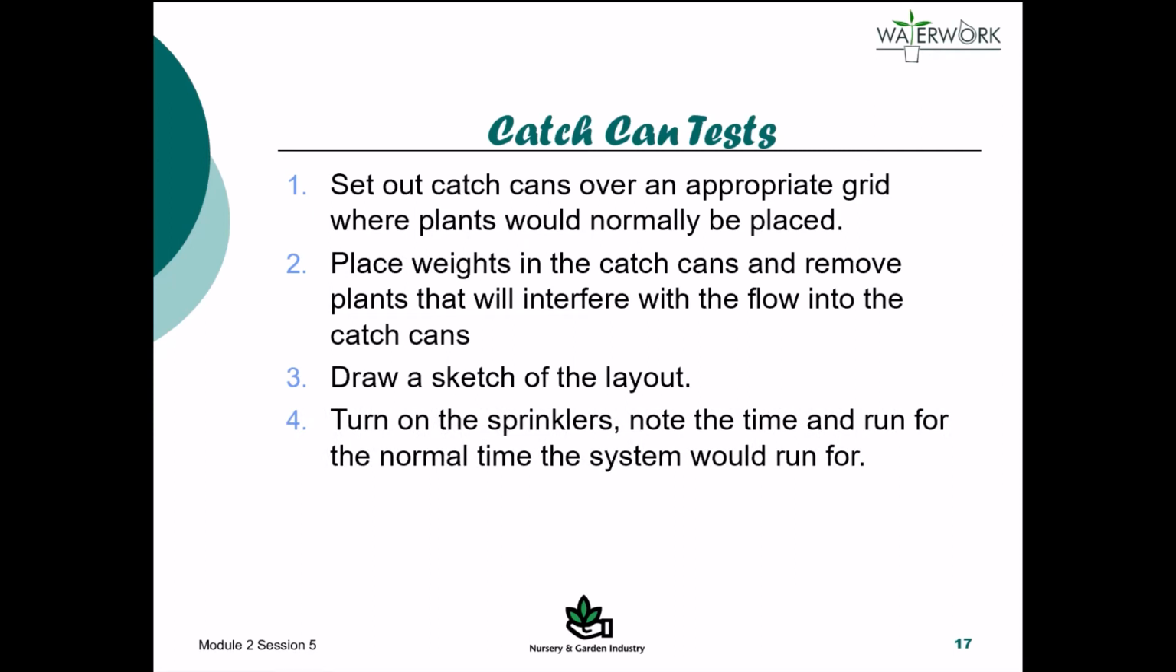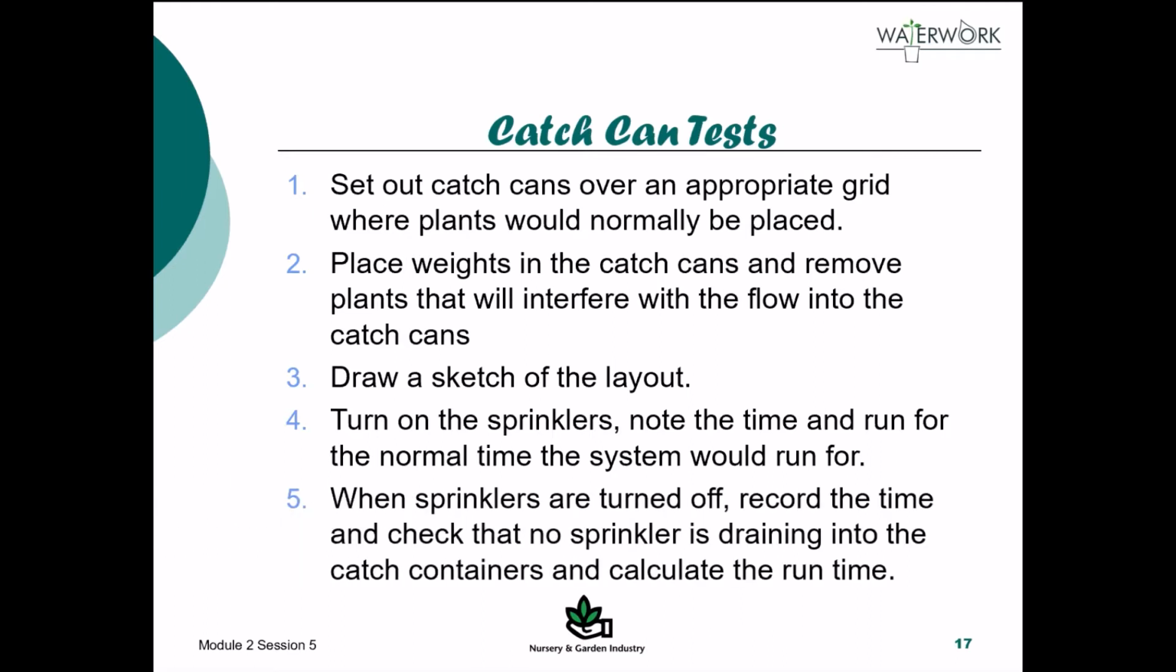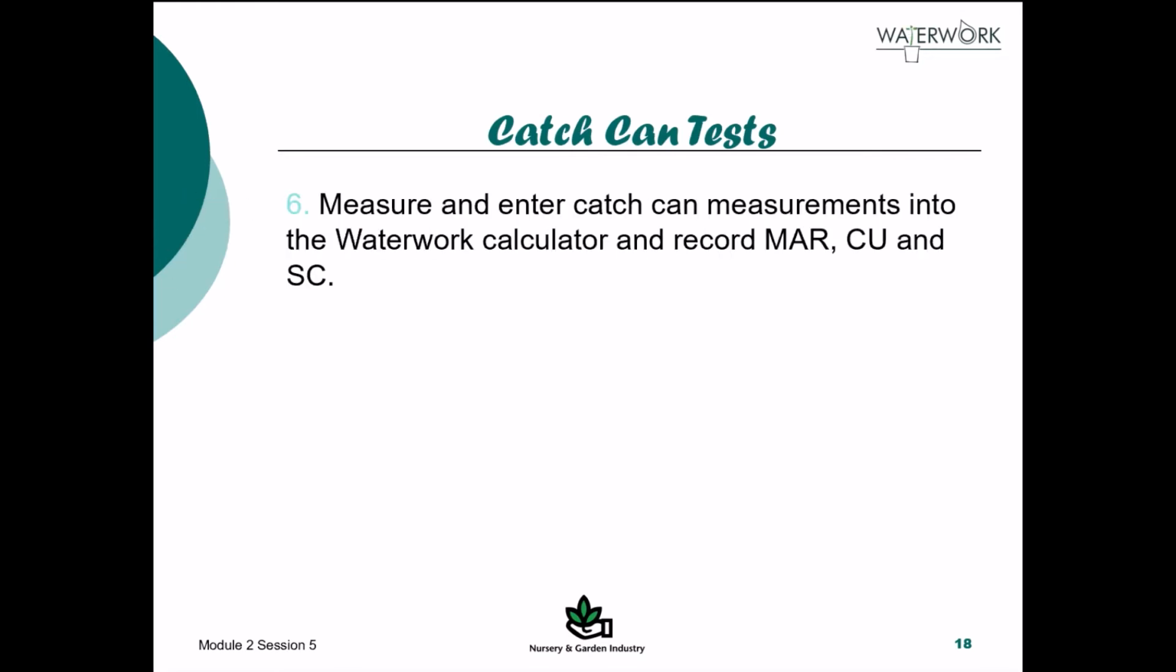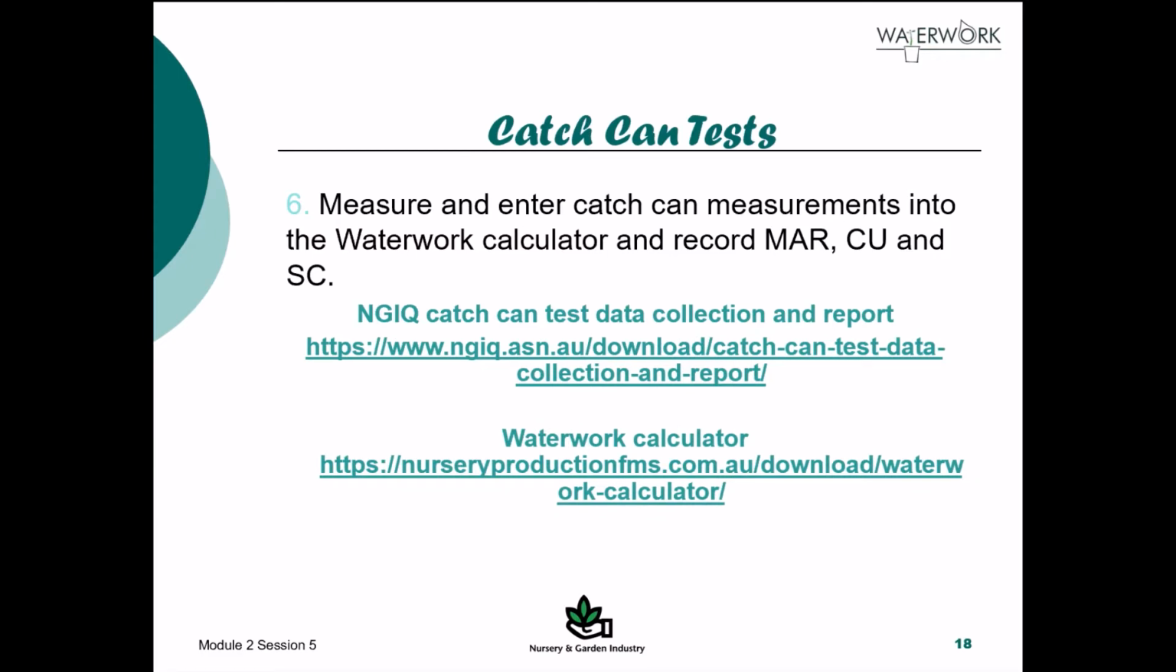Turn on the sprinklers and note the time, then run the system for the time it would normally operate for. When the sprinklers are turned off, note the time and check that no sprinklers drain into the catch cans, and then calculate the run time. Measure and record the amount of water in each catch can, then calculate the results using the Waterwork calculator or the catch can test data collection and report calculator, which can be downloaded using these website links. Here is a video showing how to do the catch can test that's been described.